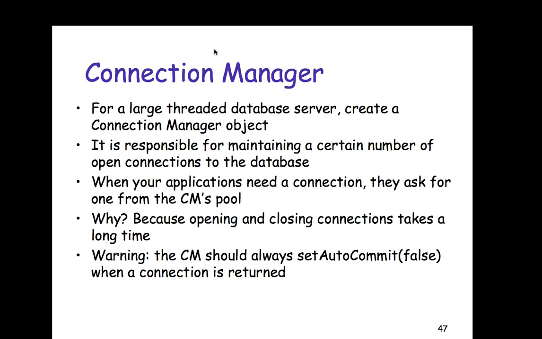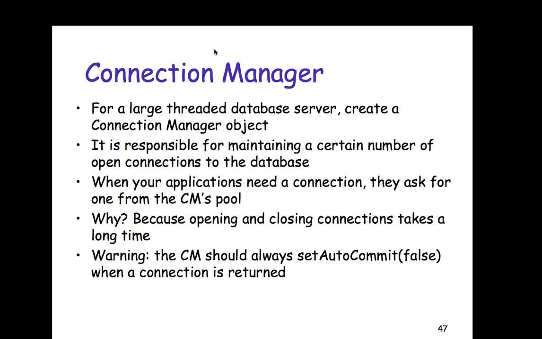So the connection manager for large threaded database servers creates the connection management object, as we've seen. It's responsible for maintaining a certain number of open connections to the database. So when your application needs a connection, it just asks for an open connection from the pool instead of creating a new one. In other scripting languages, when you need a connection, it creates a connection over and over again. Here, we ask: do we have an open connection? If we do, reuse the same open connection, don't bother with a new one. Why? Because opening and closing connections takes a long time. So JDBC can actually speed up the process in terms of the connection manager.